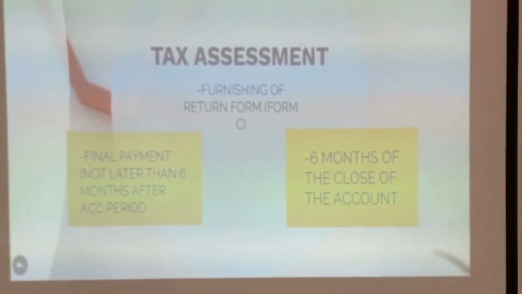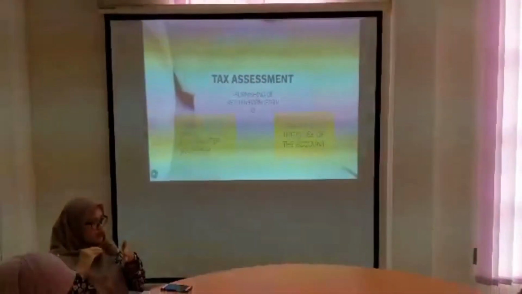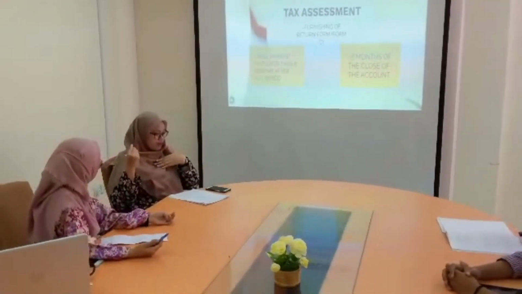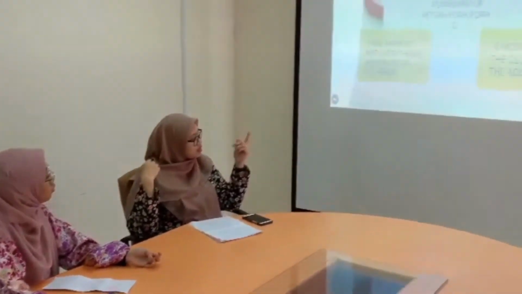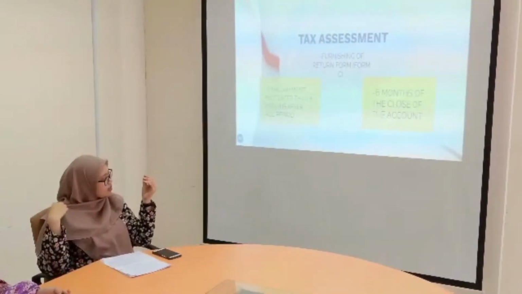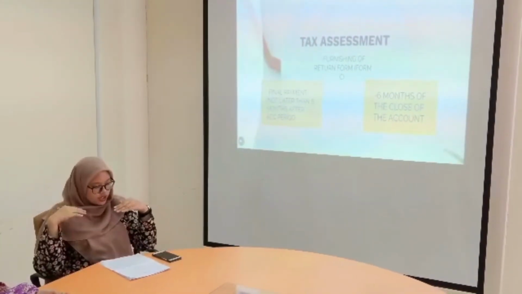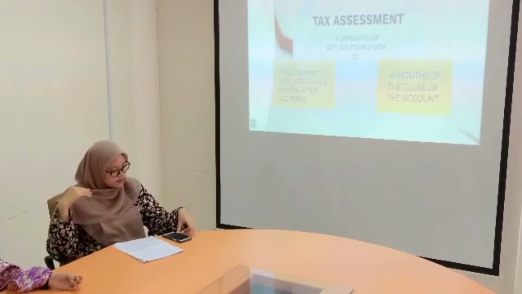And the notice of assessment. The notice of assessment will only be issued by the IRB if the company doesn't pay on time. So the notice will be given to us if we don't pay on time. And the last one is 6 months from the close of account. This is the date that must be followed by us in order to make the final payments. So that's all the procedures and penalties that will be imposed on the company.